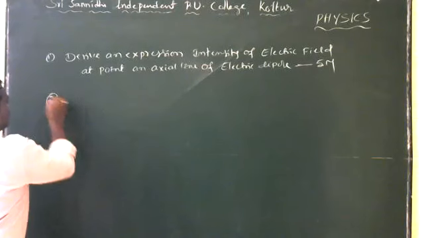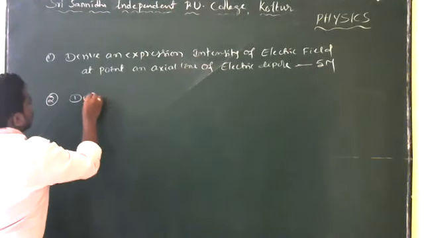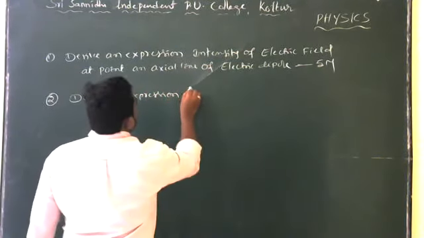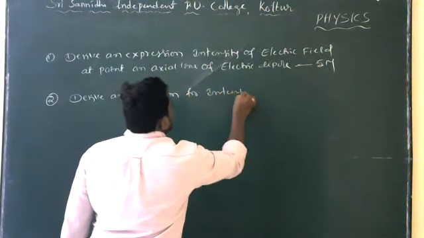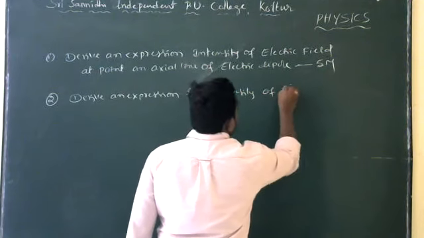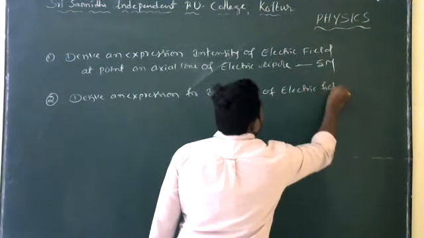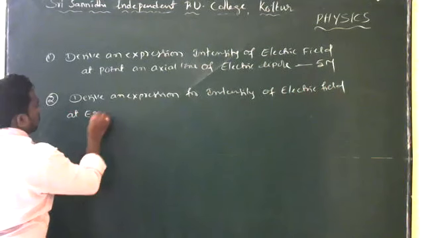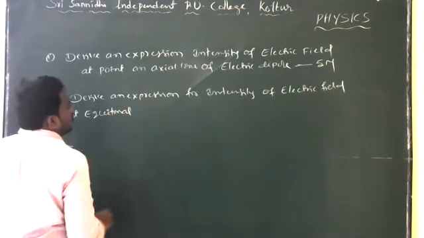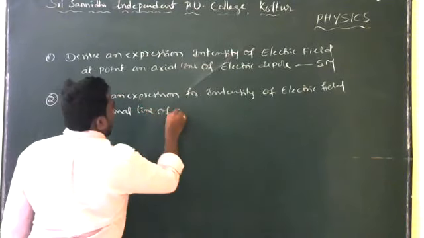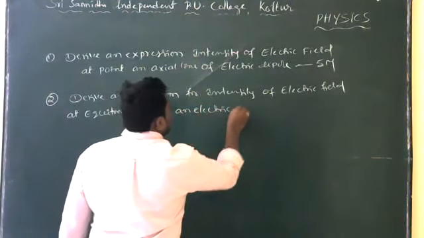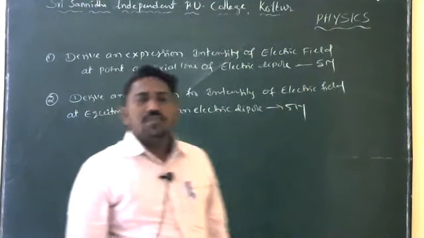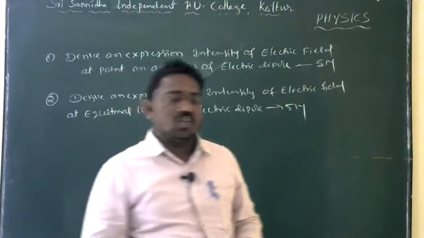The second question, same: derive an expression for the intensity of the electric field at a point on the equatorial line of an electric dipole. So this is also my question. These two questions are very important in this chapter. Keep them in your mind. So next question.